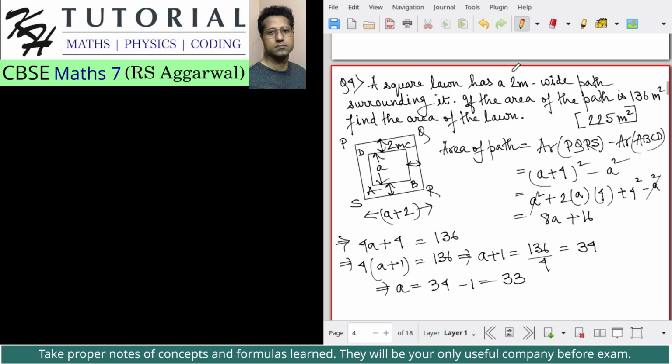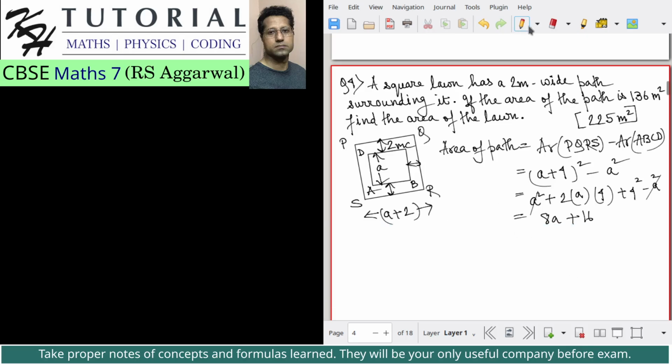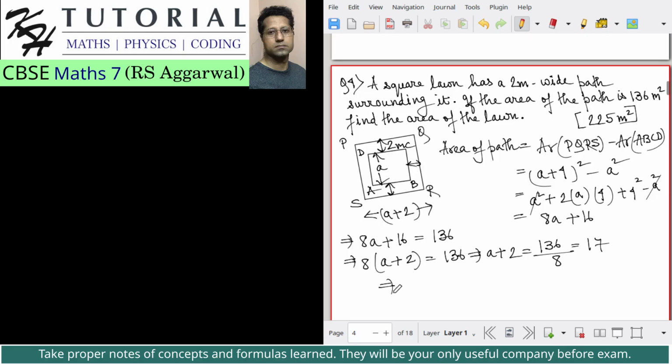Let me delete this part. So we have 8a plus 16 is equal to 136. So if I take 8 common from the left hand side, I have 8 multiplied by a plus 2 is equal to 136. This implies a plus 2 is equal to 136 divided by 8, which is 17. And this implies a is equal to 17 minus 2, which is 15 centimeter.